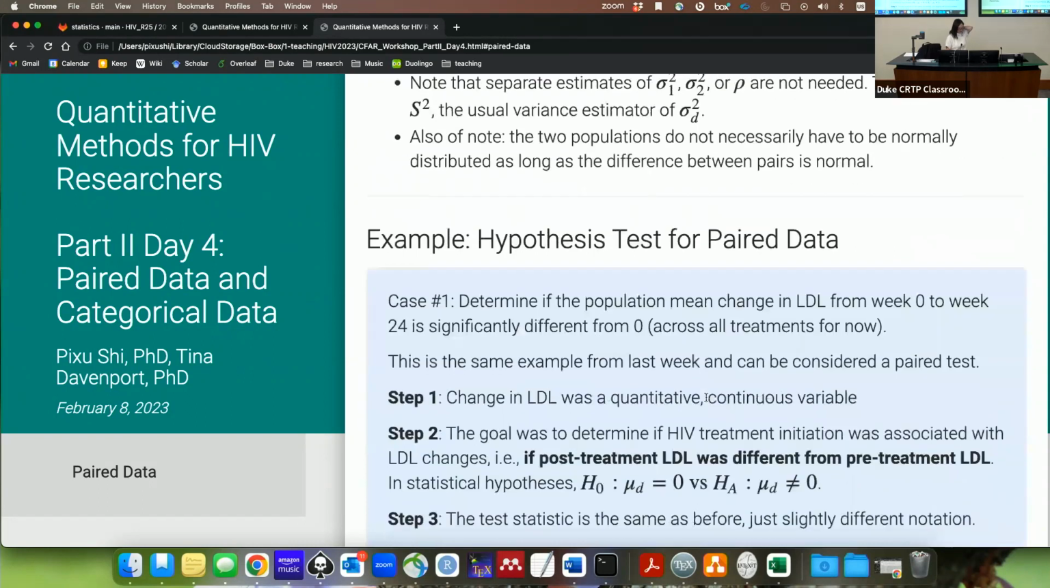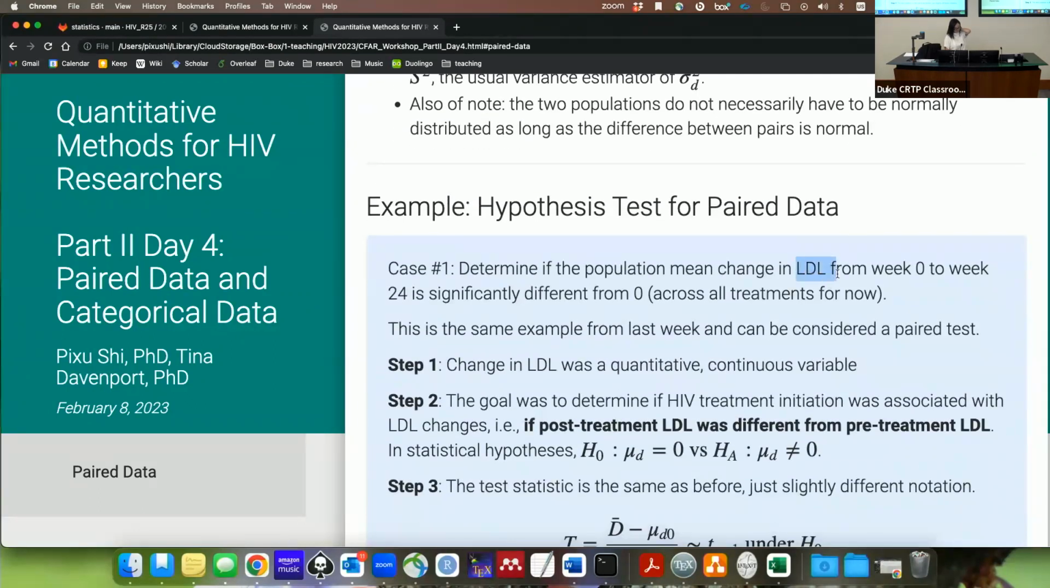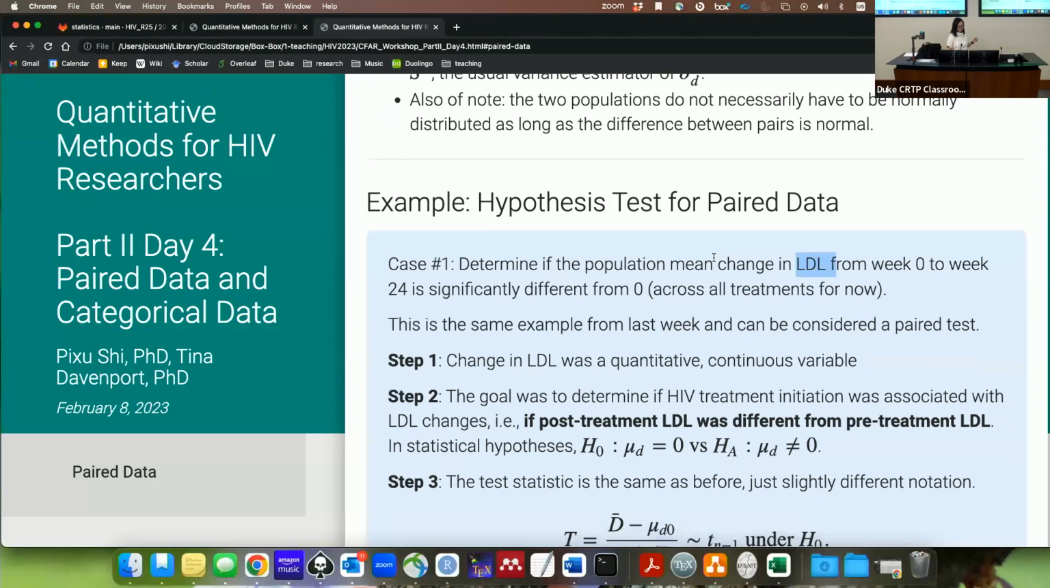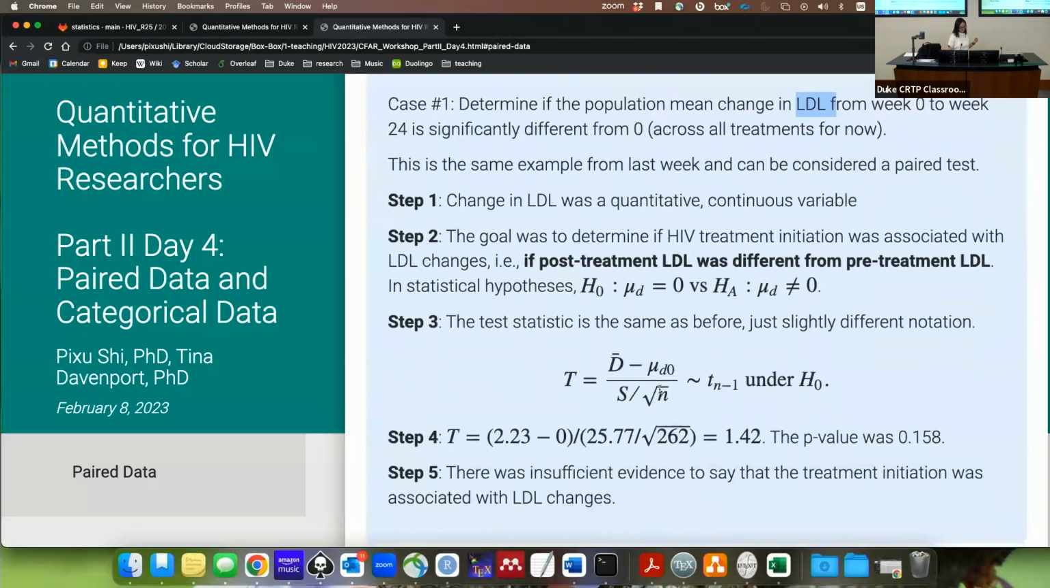So here we have an example. Still, we're using the LDL from beginning of study and end of study. We want to see if that change is different from 0. We actually did the same test in the last lecture, where we took the difference as the measurement and used a one sample test comparing that with 0. That is exactly the same as treating the beginning time point as one set, treating the end time as another set, and doing a 2 sample paired test. So you will see that the result is exactly the same.